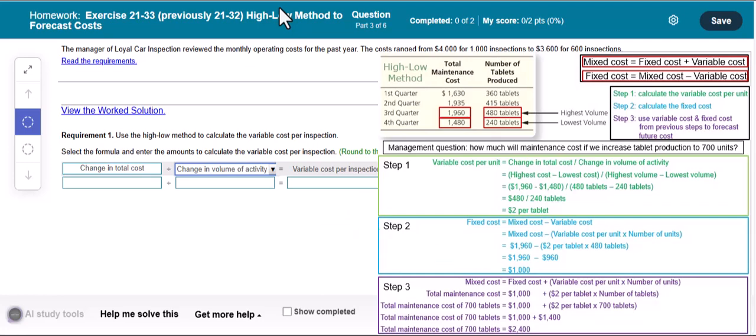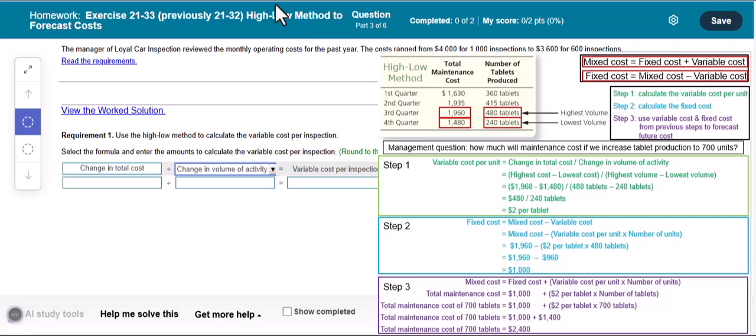The end result is that the mixed cost, which equals the fixed cost plus the variable cost, was $1,000 plus $2 per tablet, the variable cost times the number of tablets they wanted to produce. That's what we're going to recreate in this homework exercise.